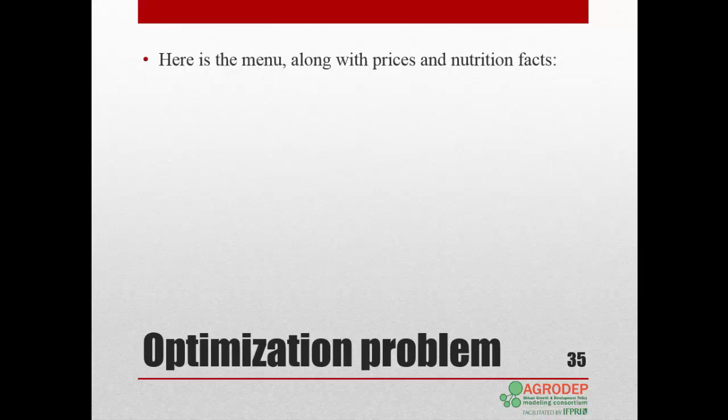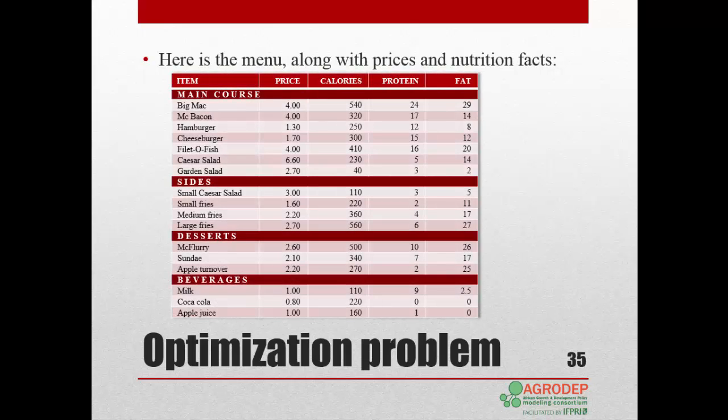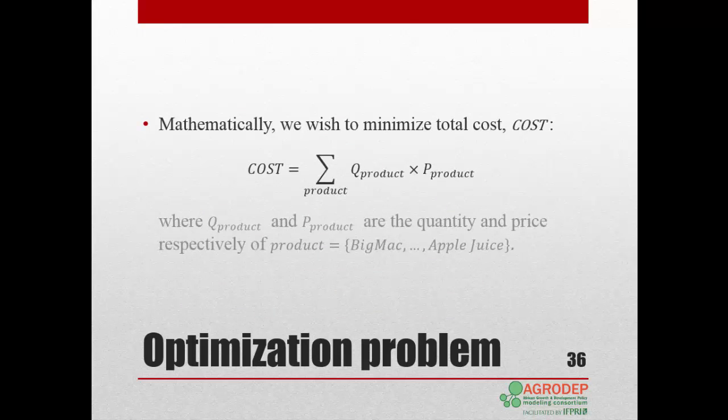In the following menu, each item is attributed a price and nutritional contents in terms of calories, protein, and fat. The items in the menu have been classified in 4 categories: main course, sides, desserts, and beverages. We can write the problem in mathematical terms.